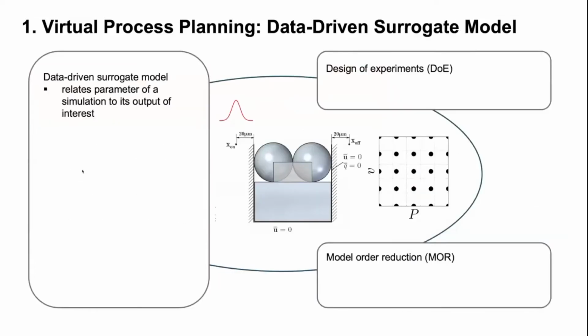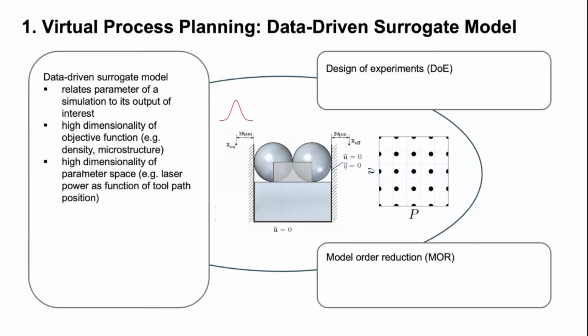And yeah, this is now a broad overview of the methods involved in this data-driven surrogate modeling. We need to relate the parameters of a simulation to its output of interest. So we need to relate the laser power, laser velocity to the gap. The challenge here is that in reality, we not only have the gap as a variable, we might have microstructural information also. So we have a very high dimensional objective function. We have a high dimensionality of the parameter space.